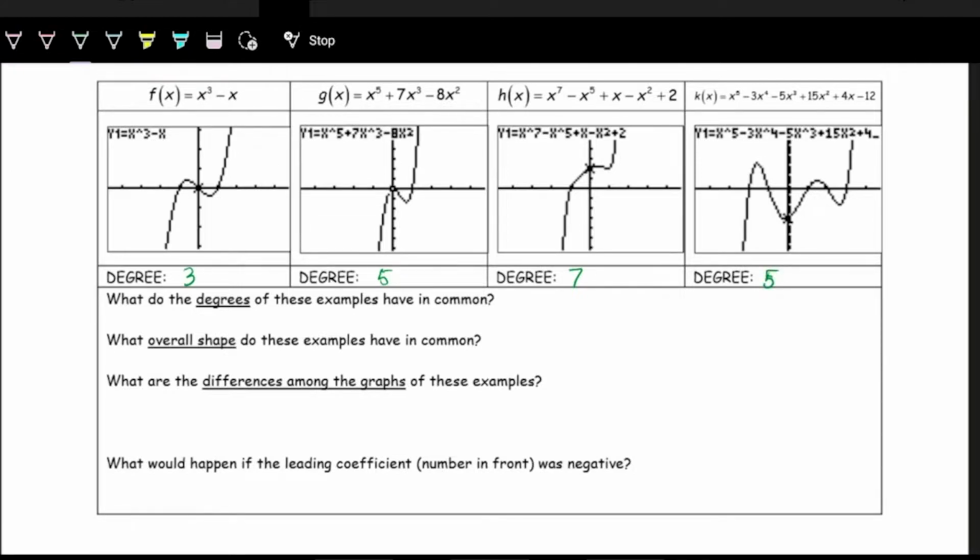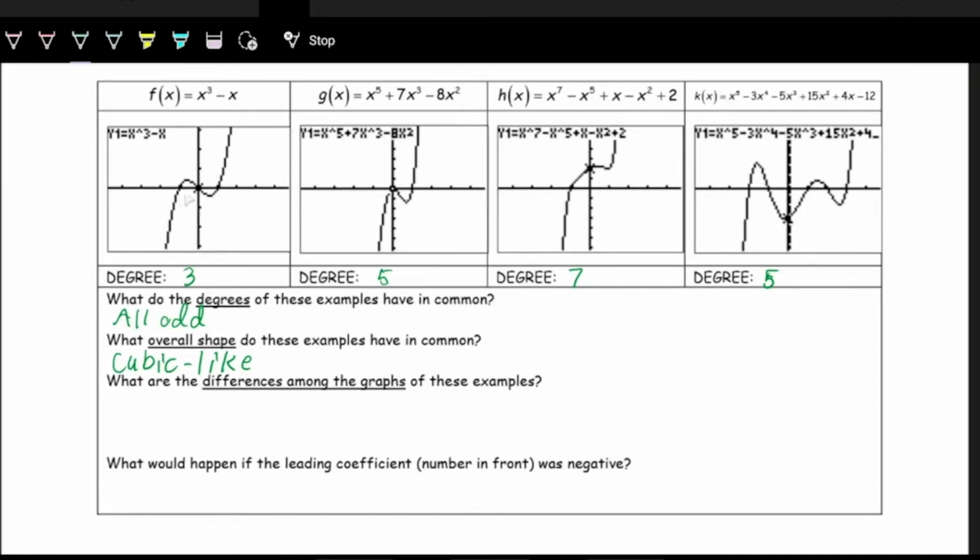And so looking at these degrees and comparing that to the degrees of the other ones, you might recognize that these degrees are all odd. And you might identify the overall shape or some similarities between these graphs, and they all kind of look like cubics. So they're all cubic-like. They're not exactly cubics because you have degree of 5, degree of 7, which is different than a cubic, because a cubic is degree of 3.